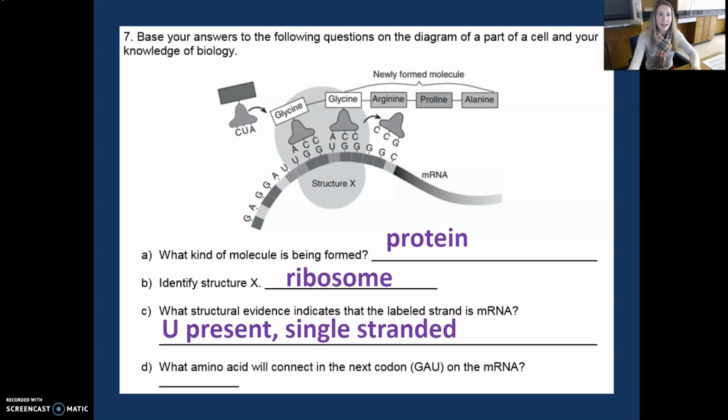For RNA, adenine pairs with uracil. Cytosine still pairs with guanine, and again, we can do that in the reverse. Guanine pairs with cytosine, and uracil on our mRNA will pair with adenine on our tRNA. Remember, mRNA is also single-stranded. What amino acid will connect with the next codon, GAU, on the mRNA? Remember, you have to use your mRNA codon chart, which is for amino acids. And if you were able to figure out ASP, which is a type of amino acid, great job.